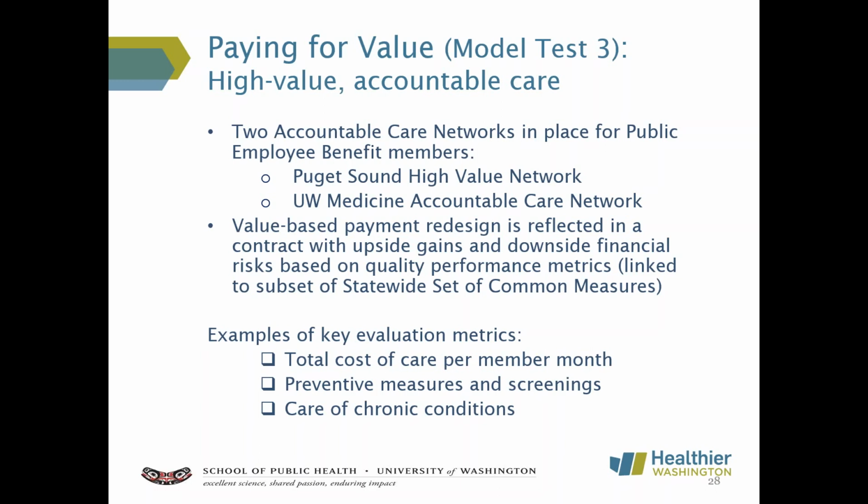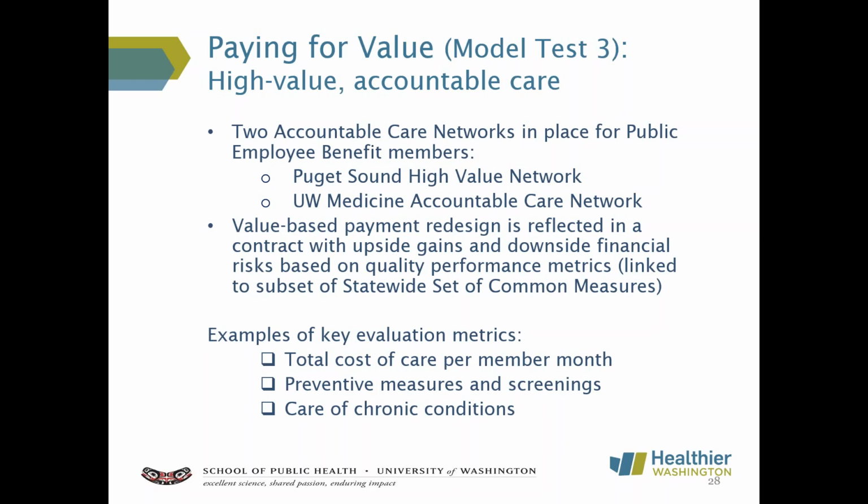The value-based payment redesign that is reflected in these 2 ACNs, or accountable care networks, involves a contract that has both potential for upside gains, or sharing, as well as downside financial risk based on quality performance metrics that are linked to a subset of the statewide set of common measures. So there's that integration between the overall goals of the state of Washington and the particular evaluation of payment design.